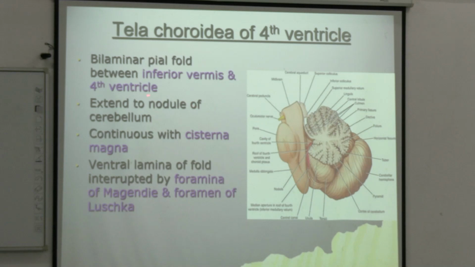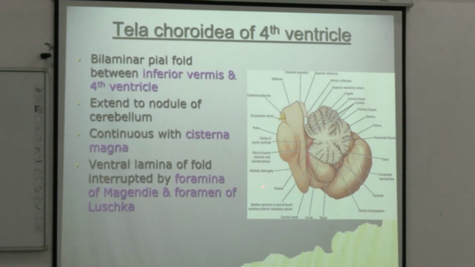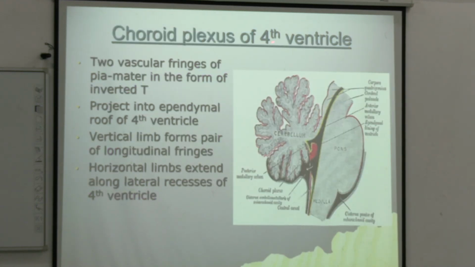This is the inferior vermis. It extends to the nodule of the cerebellum and continues with the cisterna magna, the ventral lamina of the fold interrupted by foramina of Magendie and foramina of Luschka. These foramina, Magendie and Luschka, can come as an MCQ or a short note. Choroid plexus of the fourth ventricle: two vascular fringes of pia mater in the form of an inverted T project into the ependymal roof of the fourth ventricle, and the vertical limb forms a pair of longitudinal fringes. The horizontal limb extends along the lateral recess of the fourth ventricle.